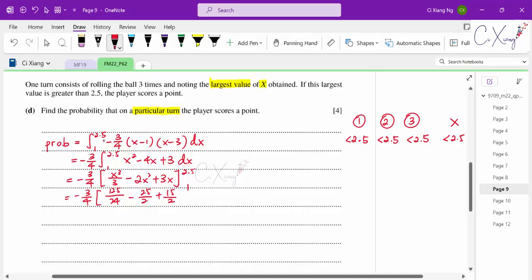This is the value that I get after I substitute 2.5, and then this is the value that I get after I substitute 1. Then I'm getting 27 over 32. Okay, so this is the probability that a row of the ball travels less than 2.5 meters. This is for a single row.